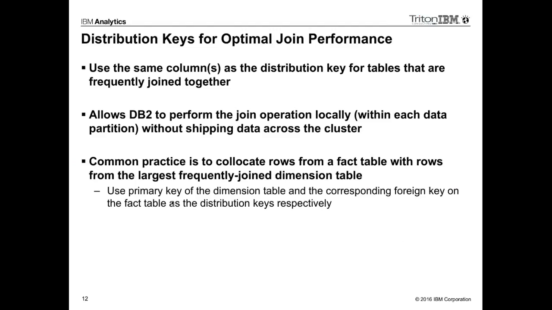Okay, and when we talk about join performance, you look for co-located keys. That means that the joins can be done locally. Otherwise, I may have to ship data among the different nodes. So as you can see, common practice is to co-locate rows from the fact table with the largest frequently joined dimension table, and that will result in good performance.